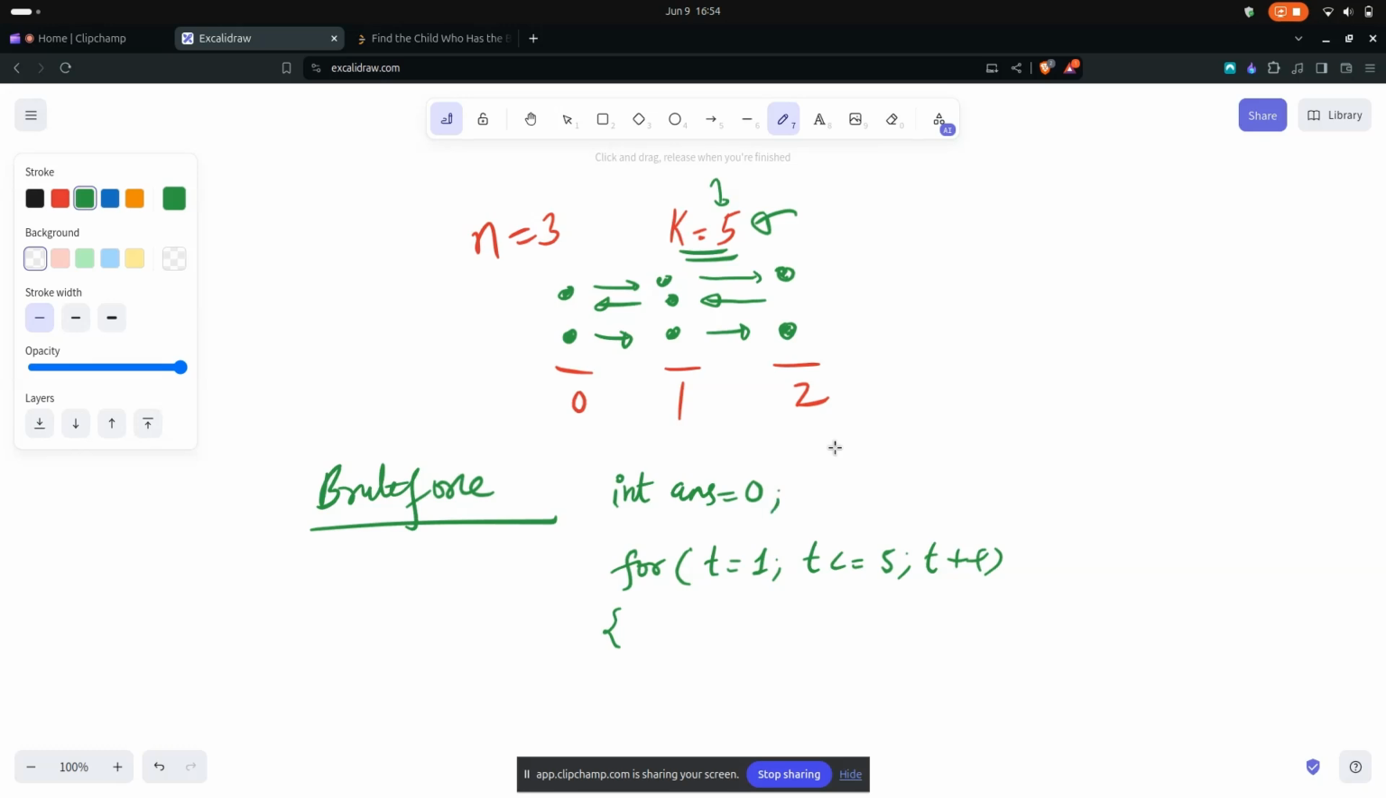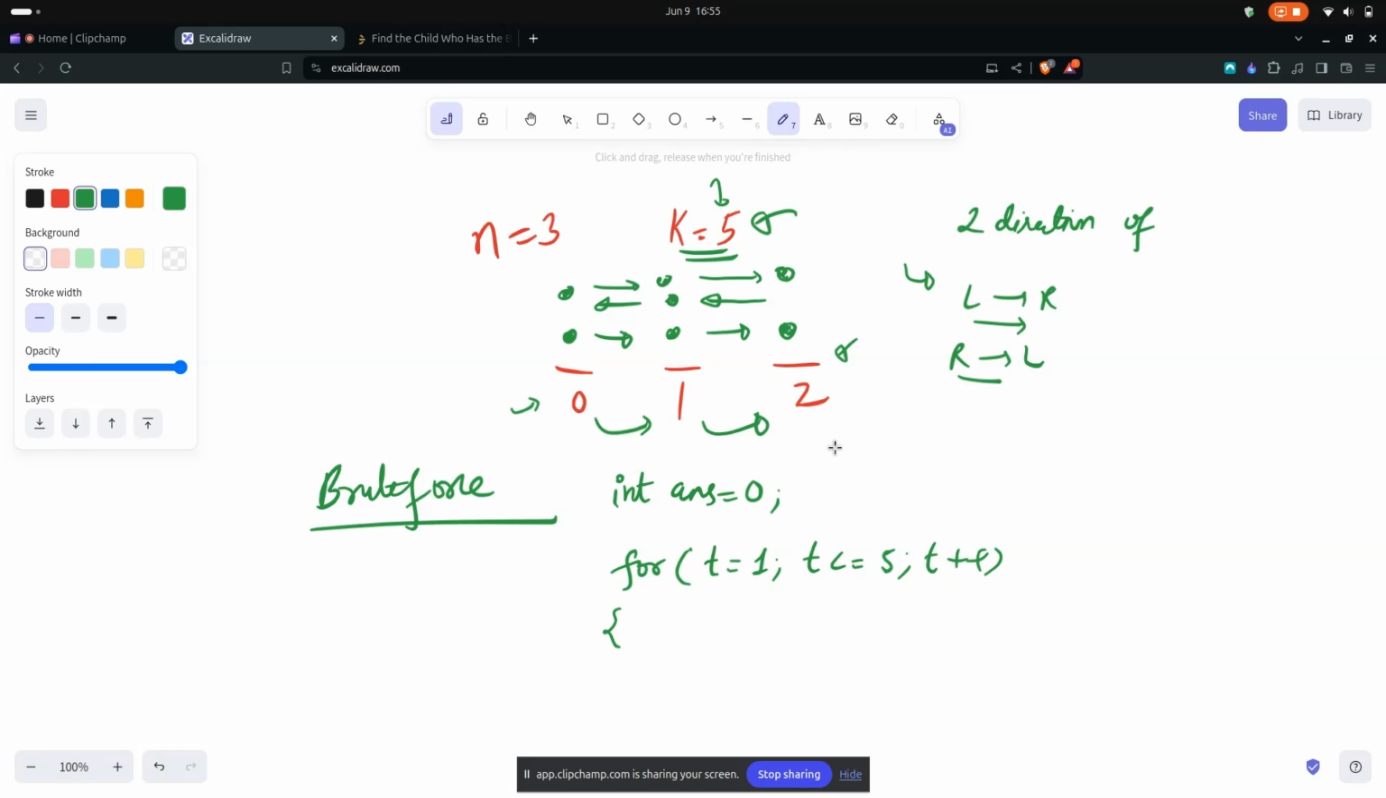Okay, now there are two directions of passing the ball. One is left to right and the other is right to left. So we need to figure out if the current passing is left to right or right to left. Initially it is going from 0 to 1 and then from 1 to 2, so initially it's left to right, and when it reaches the last side it will become right to left. And again when it reaches the first child the passing will become left to right.